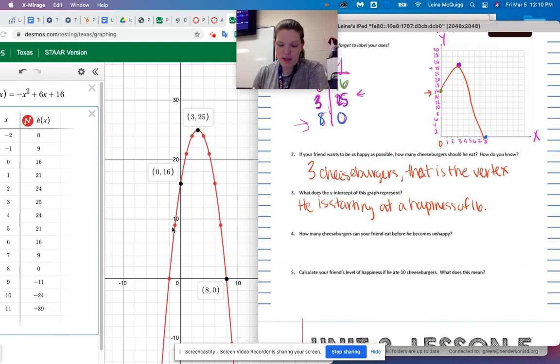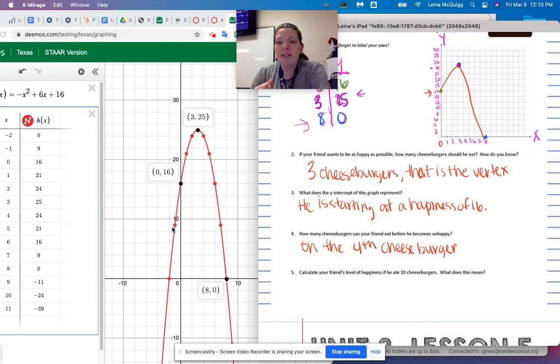And then number 4, how many cheeseburgers can your friend eat before he becomes unhappy? So when does he start becoming unhappy? Well, at 3, he's happy, and then on the 4th cheeseburger, he doesn't even have to eat the whole 4th cheeseburger. If he takes 1 bite of that 4th cheeseburger, he's not happy anymore. His stomach is starting to hurt, okay?